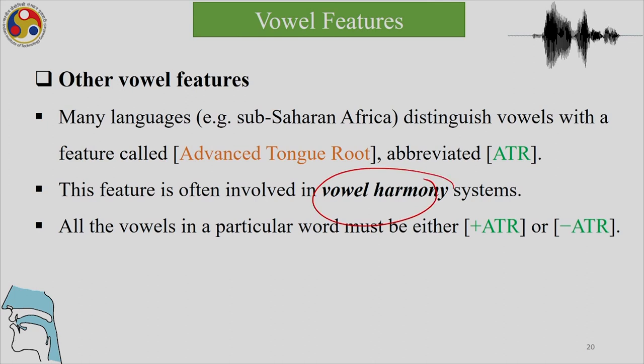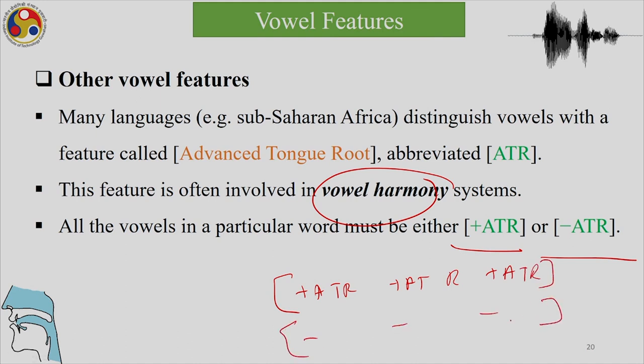So all the vowels in a particular word must be plus ATR or minus ATR, and that is called vowel harmony. So basically all the vowels will be plus ATR, plus ATR, plus ATR, or there will be minus ATR, minus ATR, minus ATR. And when this happens, when one vowel makes a change of value in all the other vowels, then that is called a vowel harmony system.